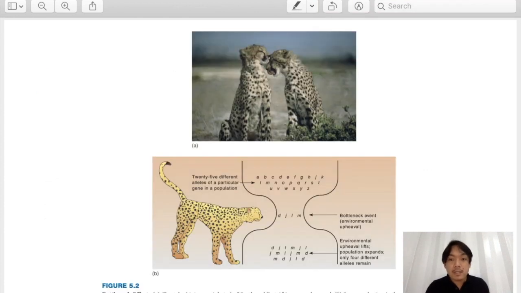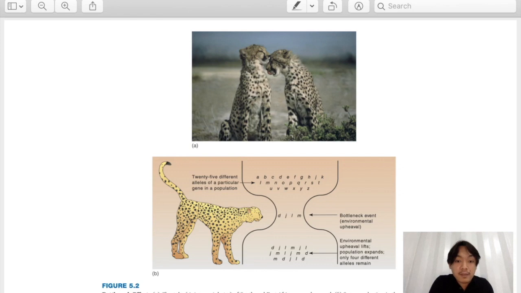So take a look at this one. We have here 25 different alleles for a particular gene in a population, cited in letters A to Z. Then a bottleneck event, an environmental upheaval. Let's say, for example, the alleles that are suited for that environment are just four alleles: D, J, L, M.